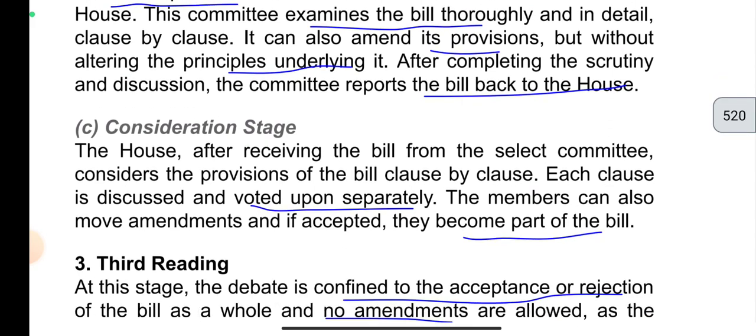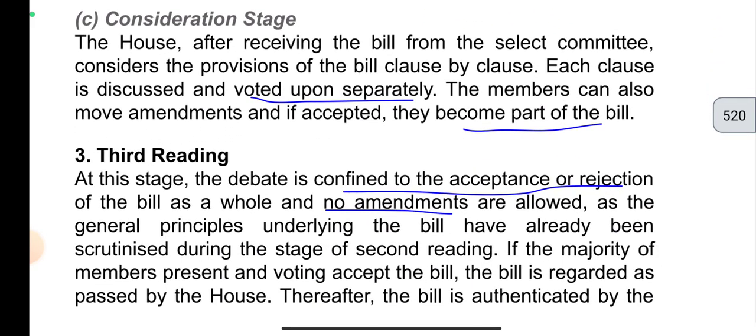Consideration stage. The House, after receiving the bill from the select committee, considers the provisions of the bill clause by clause. Each clause is discussed and voted upon separately. The members can also move amendments, and if accepted, they become part of the bill.